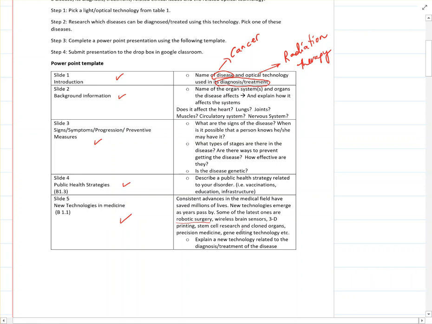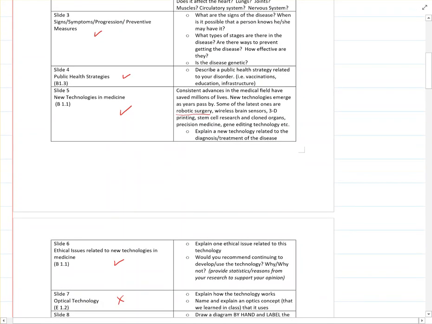So now for your disease, you want to look for one such technological advancement that has happened. Explain that new technology that is either already in use or people are proposing it to be used for that treatment. So you will be discussing just briefly what that technology is and how it helps. That is slide 5.